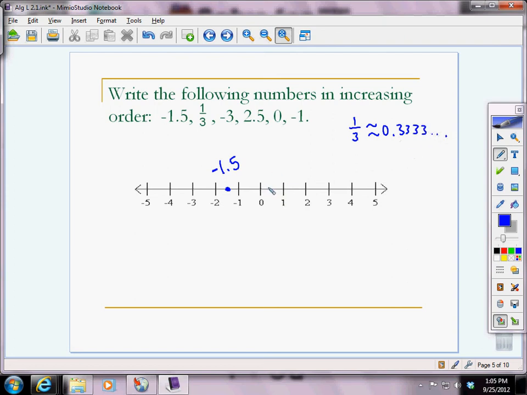So we're just going to go about 1/3 of the way over. Imagine breaking from 0 to 1 into 3 parts. And we're going to say 1/3 is about right there. Then we have negative 3. Okay, so I've done negative 1/2, 1/3. Negative 3 is right here. 2.5. 1, 2, and about 0.5 is halfway. So we'll say go halfway between the 2 and the 3. 0. And negative 1.